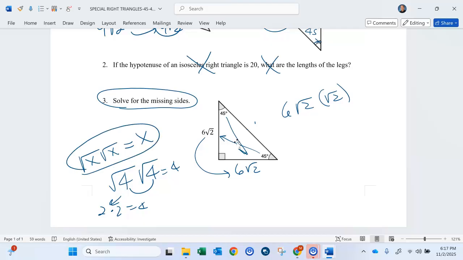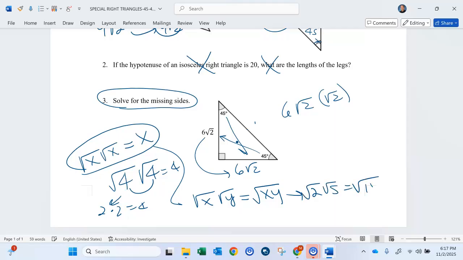So that means that, and here's another thing to write down. If you have root x times root y, that's equal to the root of xy. Example, root 2 times root 5 equals the root of 10, and vice versa. You can break it down. You can say that's the same as root 5 times root 2, okay?